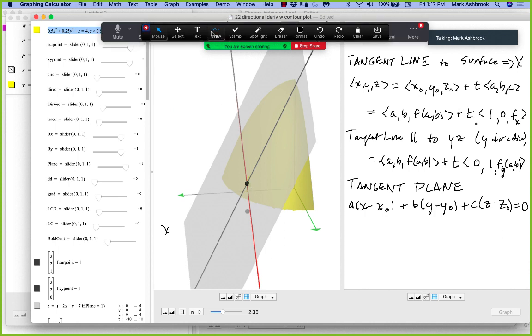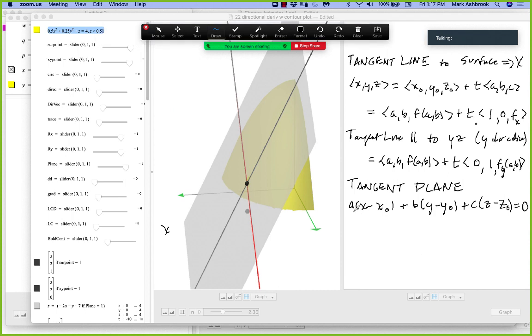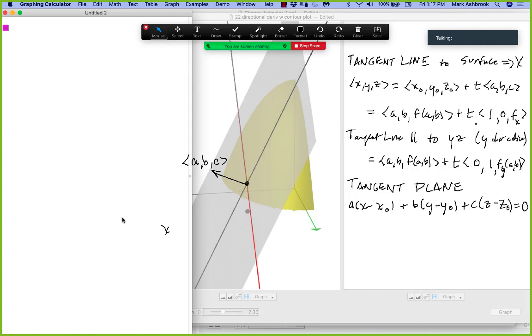So the question is, what is the orthogonal vector? How are we going to get the orthogonal vector to this plane? That's our ABC. It's going to be orthogonal to both lines. Therefore, we're going to use the cross product. We've seen this before. We use the cross product of the vectors parallel to those two lines, which will be orthogonal to both of them, and therefore orthogonal to the plane.